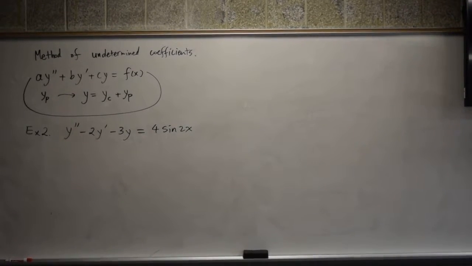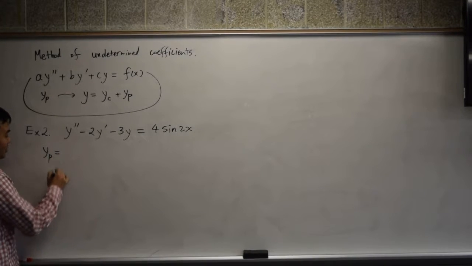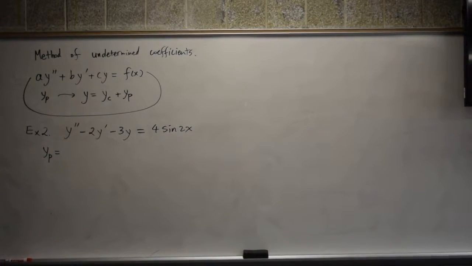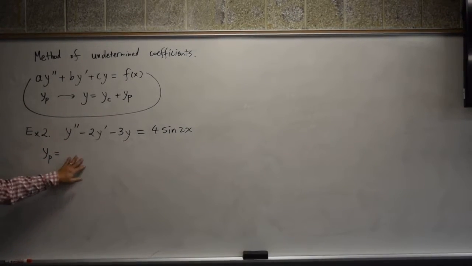What if I have 4 sine 2x on the right side? So now let's try to think about what I should put as my yp. What do you think? Give me suggestions. After all, we're trying to make guesses, right? So you have to think about it.